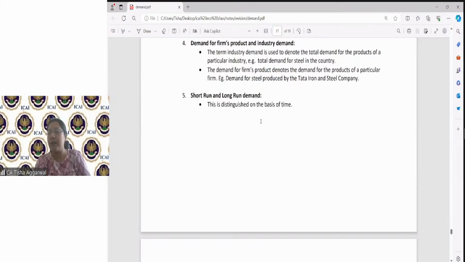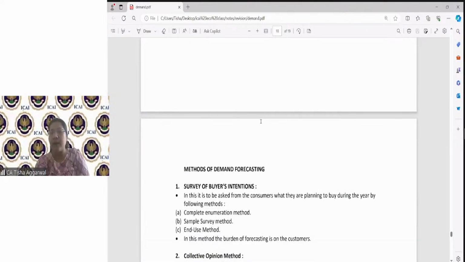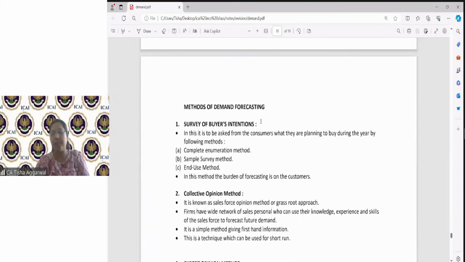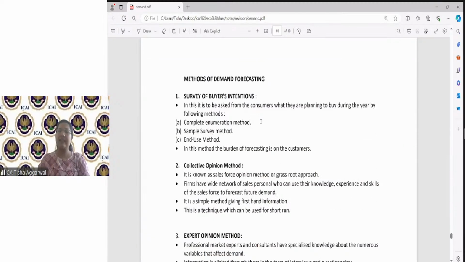Next is short run demand, long run demand. You already know it. Short run demand and long run demand is on the basis of the time period. If it is for a longer time period, that will be long term demand. And if it is for a short period, it could be changed easily. That is the short term.